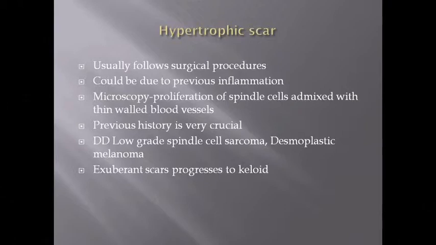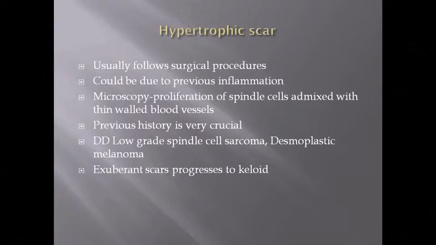And previous history is very crucial. That is what we miss most of the time. We as pathologists, when we look down the microscope at some of these lesions, we hardly get to know what has happened to that part of the skin, or that part of the tumor, or that part of the lesion which we are looking at. We rarely get any past history. So in such occasions, past history is very, very crucial.